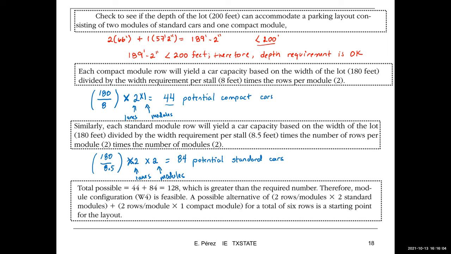So total possible equals 44 plus 84 spaces, which is equal to 128, which is greater than the required number. The required number was 100, so we have 28 more spaces. Therefore, module configuration W4 is feasible. A possible alternative of 2 rows per module times 2 standard modules and 2 rows per module times 1 compact module, for a total of 6 rows, is a starting point for the layout.